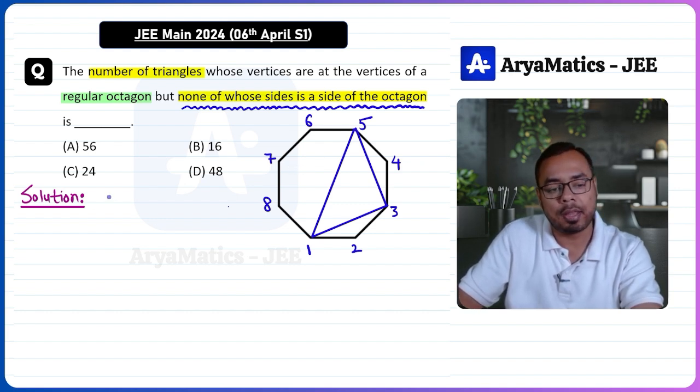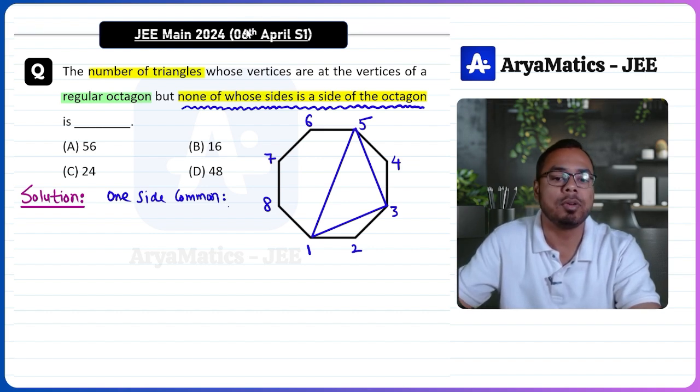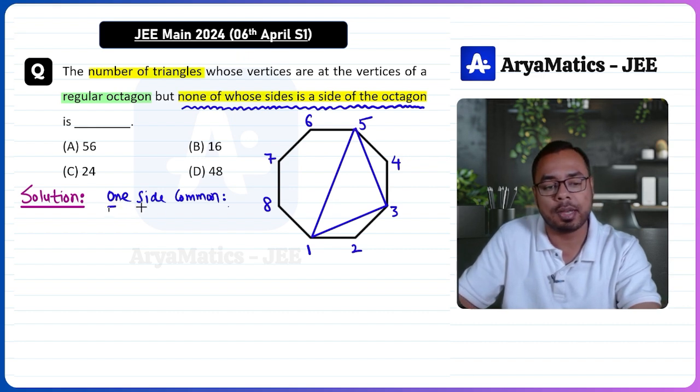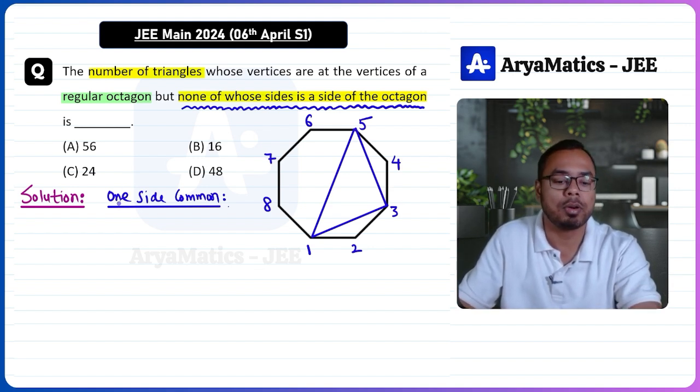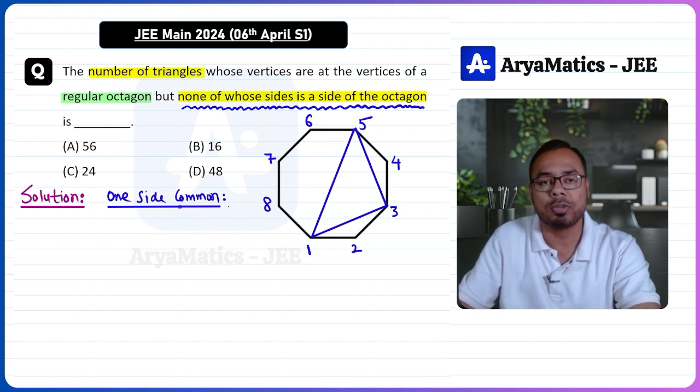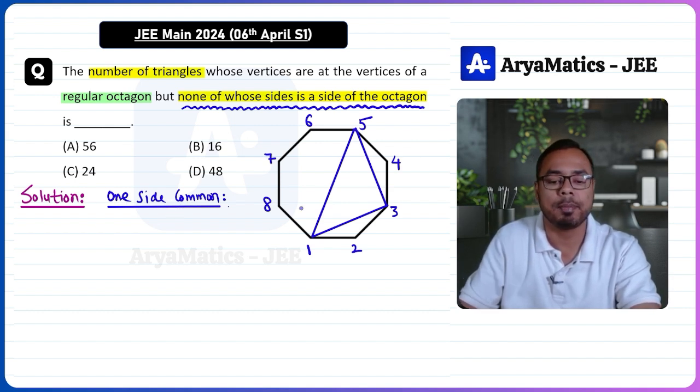Now let us try finding how many triangles there are which have one side common with the octagon, right? There are three possibilities. Either the triangle will have no side common, or it will have one side common, or it will have two sides common. So from the total number of triangles, if I remove those triangles which have either one side common or two sides common, then we'll get those triangles which have no side in common.